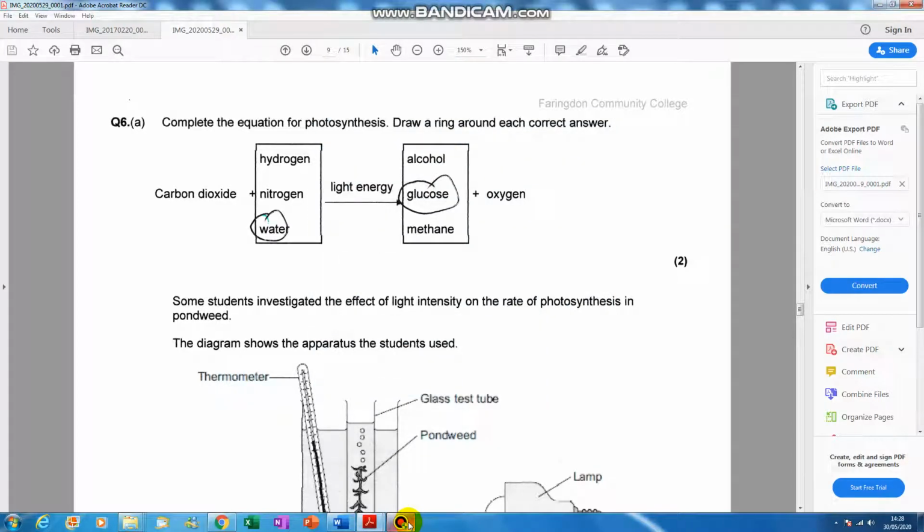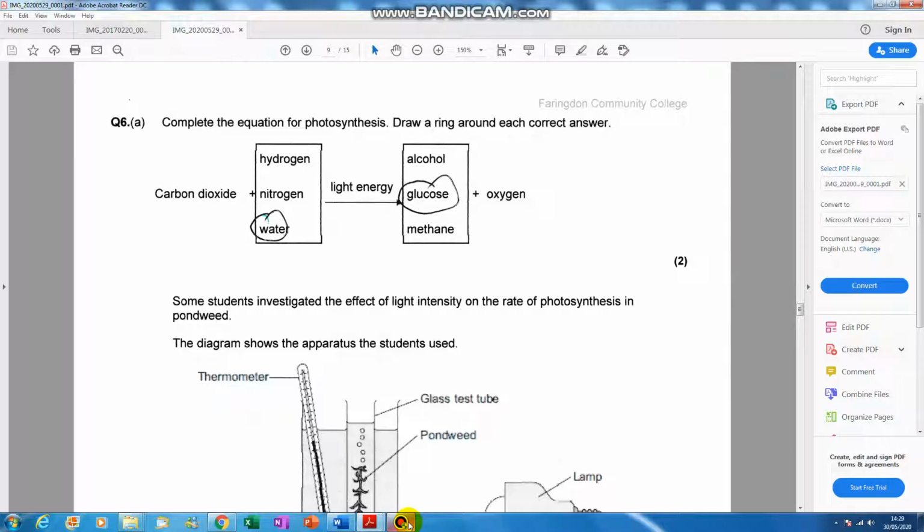Okay, this is a video to go over question 6 of the Foundation Chapter 4 Biology End of Chapter test. It's a very long question, it's 17 marks and it's got loads of stages, so I'll probably break it down into two parts. So, complete the equation for photosynthesis, draw a ring around each correct answer for 2 marks.